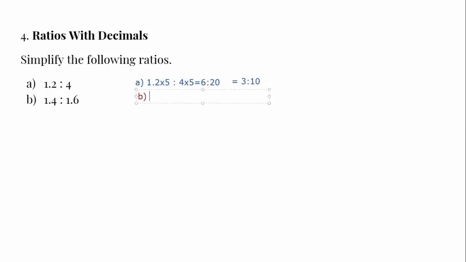1.4 is to 1.6. So this set of values in decimals has to be converted into integers. This is possible by multiplying both the values of the ratio by the same number, which makes them into integers. One such number is 5. So 1.4 times 5 is 7. 1.6 times 5 is 8. So the ratio in lowest terms is 7 is to 8.